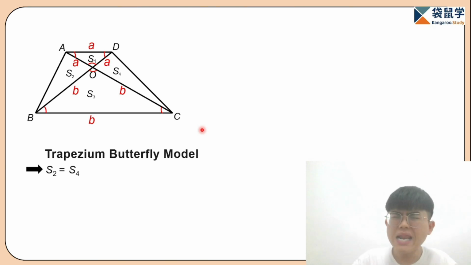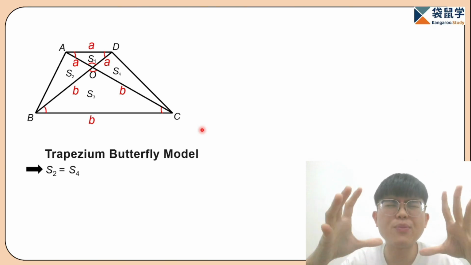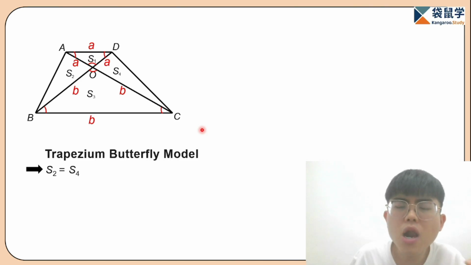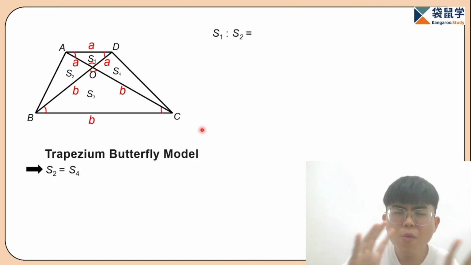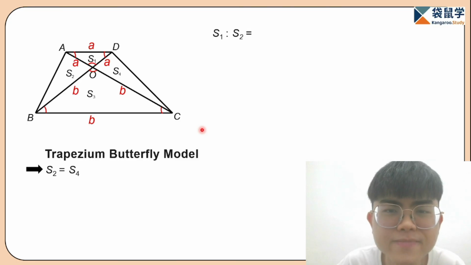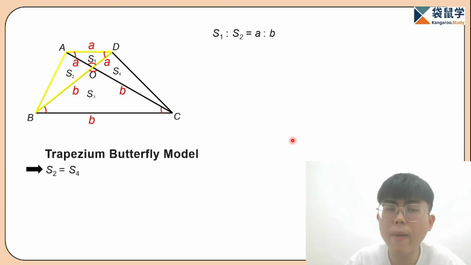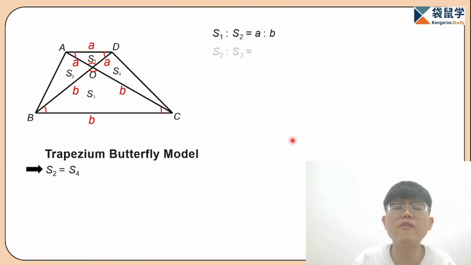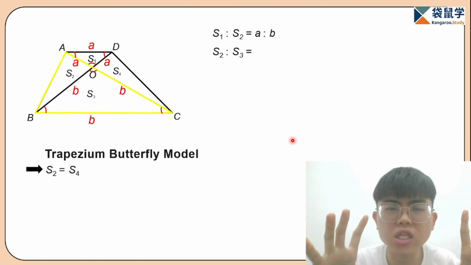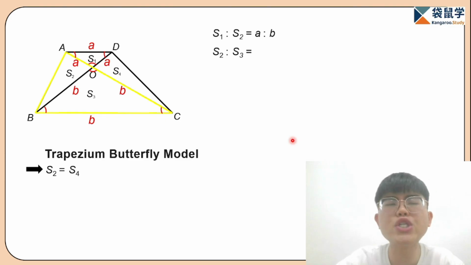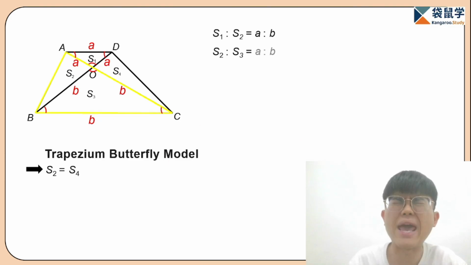And everyone, now let's say we want to find out the relationship between the triangles. How about the triangles S1 to S2? What will be their area ratio? We see that this is just one equal height model. So we say that area ratio equals the base ratio. We have the base ratio here, A and B. It is equal to A to B. Now, how about if I want to find out the area ratio of S2 to S3? What will it be? Everyone, again, another equal height model. It is equal to the base ratio, again A to B.